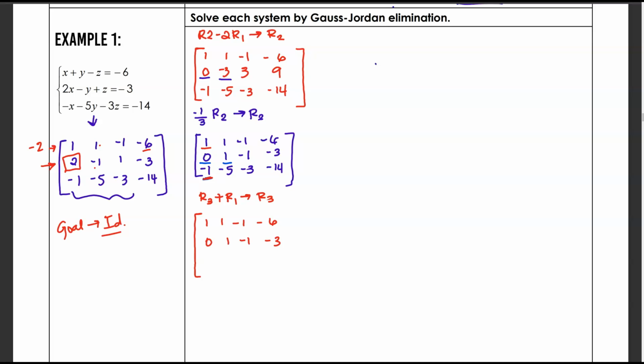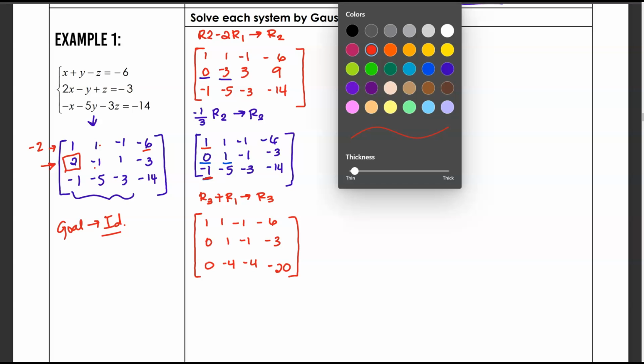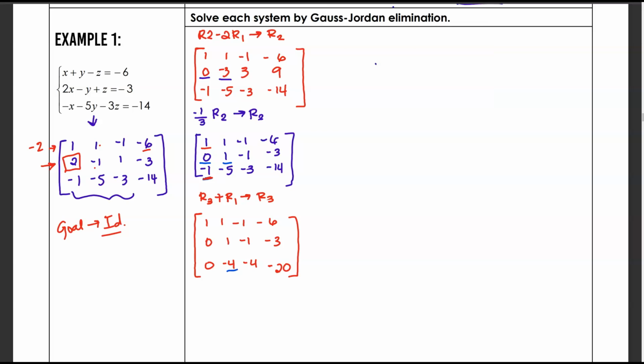That last row, though, now is going to be -1 plus 1, which is 0, -5 plus 1, which is -4, -3 plus -1, which is another -4, and -14 plus -6, that's going to give us a -20. Okay. All right. So now we're looking here, and notice I want to make sure that I turn that -4 into a 0. That's my goal.